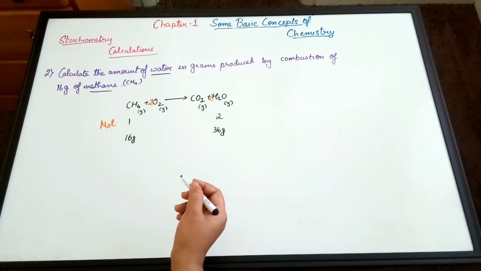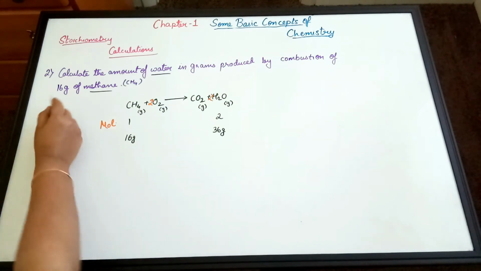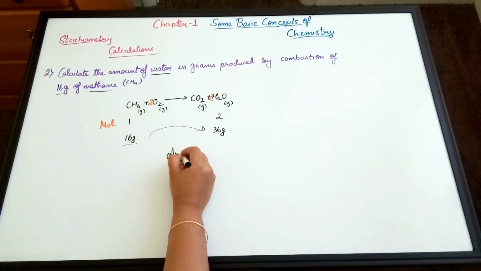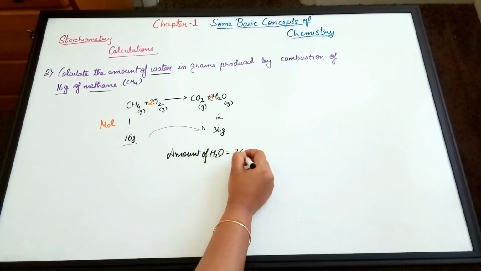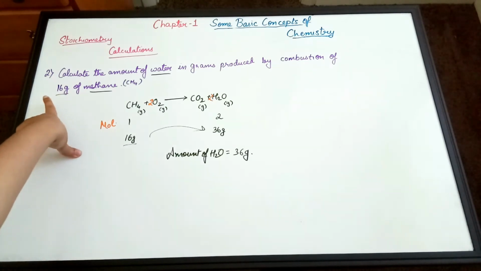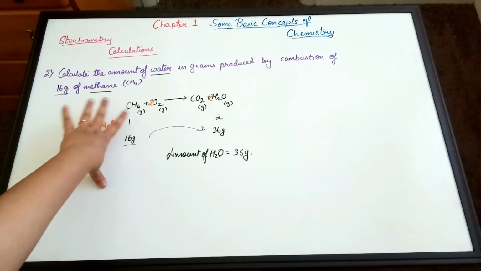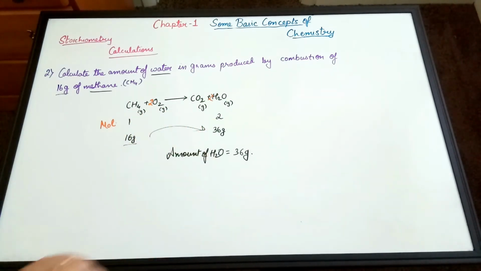So the question here is, what is the amount of water when it's 16 grams of methane? So 16 grams of methane gives rise to 36 grams. So the amount of water equals 36 grams. That's it. We are taking the mass and mole relationship. This question could also have been, if 1 mole of methane reacts, how much is the amount of water in grams? That will also give us the answer of 36 grams.